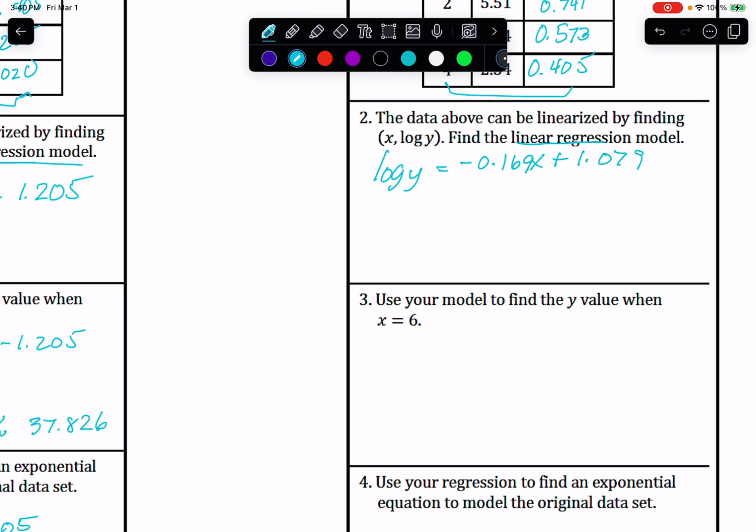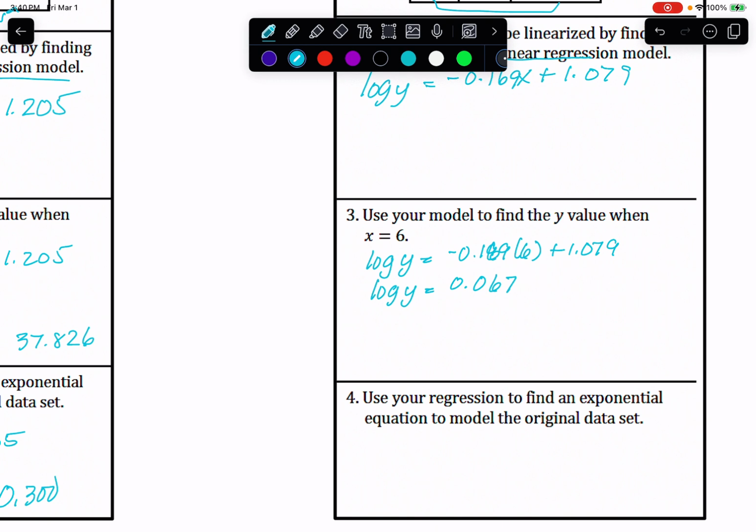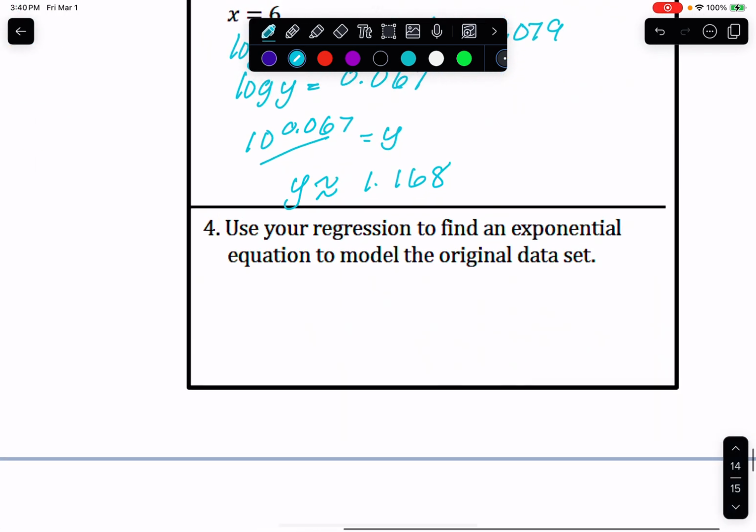So we want to know what it is when x is 6, so log of y would be negative 0.169 times 6 plus 1.079. So log of y is equal to 0.067. And so 10 to the 0.067, because now we're using not e but log, equals y. So if you do that in your calculator, y is approximately equal to 1.168.